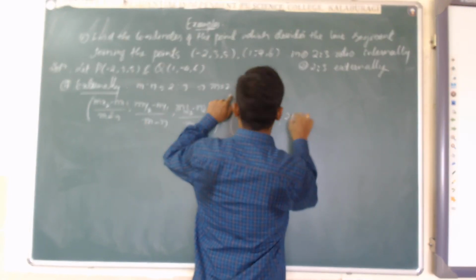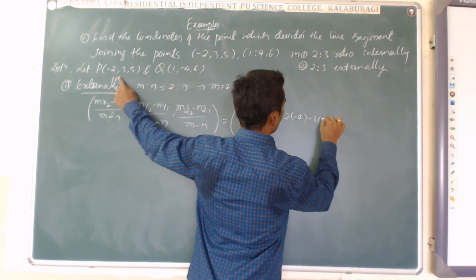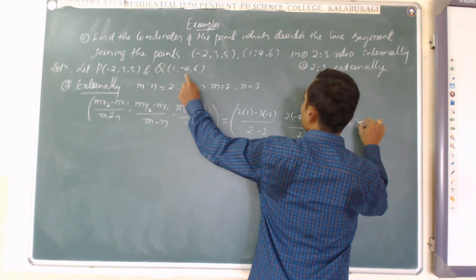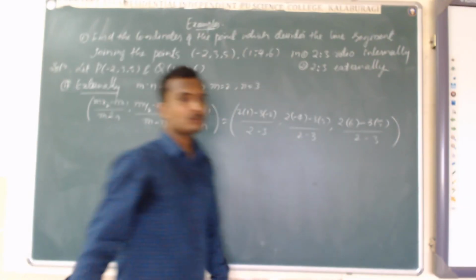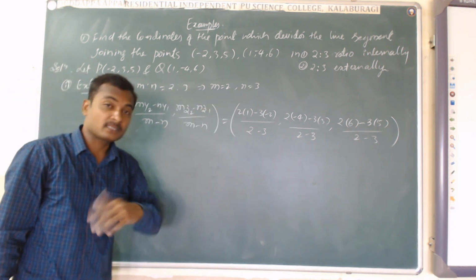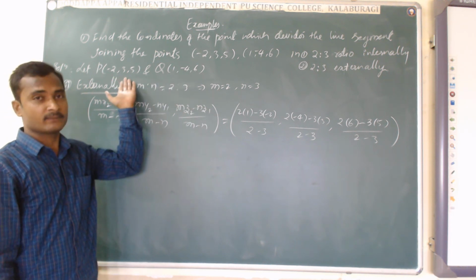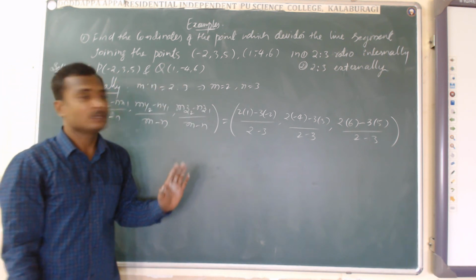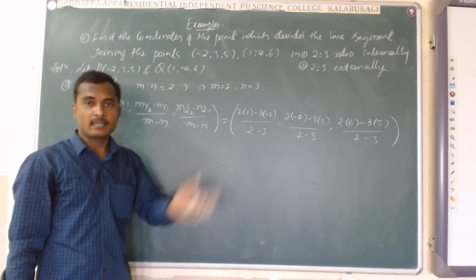So m into y2, y2 is minus 4, minus n is 3, y1 is 3, by m minus n. And the last one is 2 into 6 minus 3 into 5 divided by 2 minus 3. You can see I have substituted x1 y1 z1 here, x2 y2 z2 here. You can take any point as x1 y1 z1 or x2 y2 z2. That doesn't matter, you get the same answer. In general, I have taken the first point as x1 y1 z1, the second as x2 y2 z2.